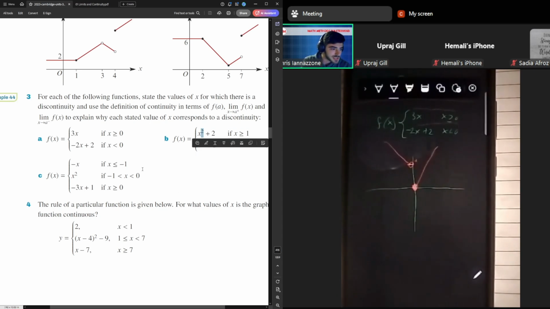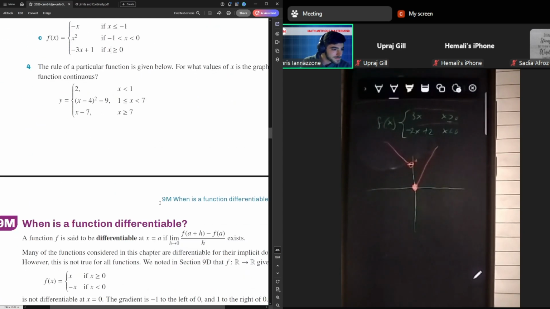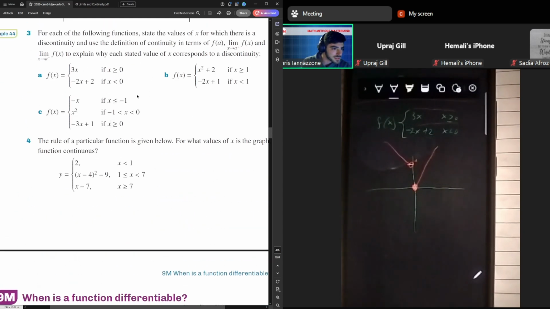You just got to know how to sketch quadratics and linear. So, whatever. And because some of them are 3-stage piecewises, you'll have more spots to look at, presumably, when it comes to continuity.